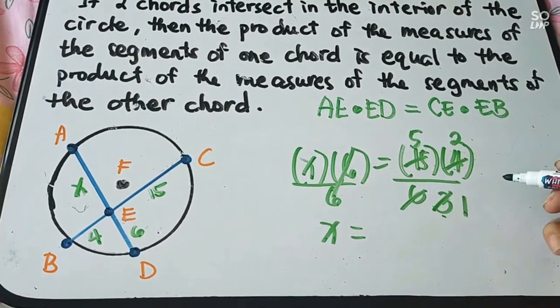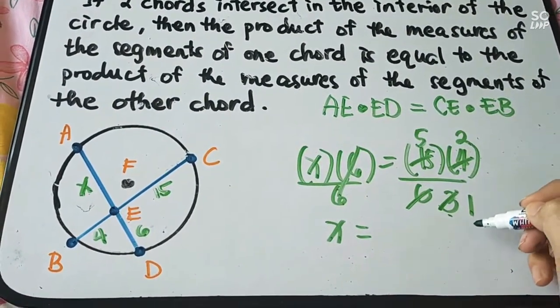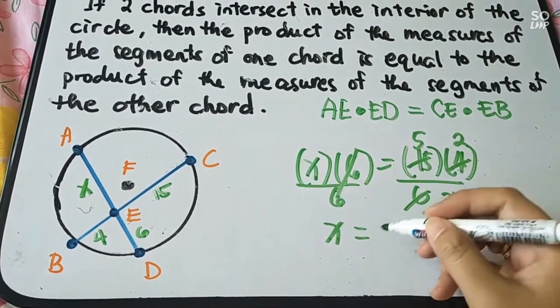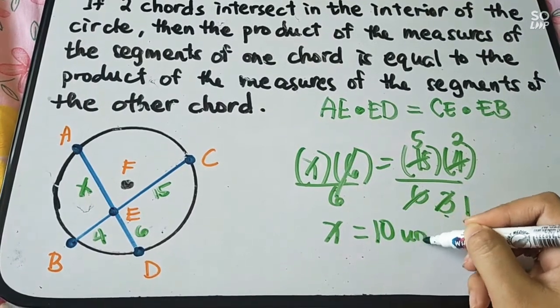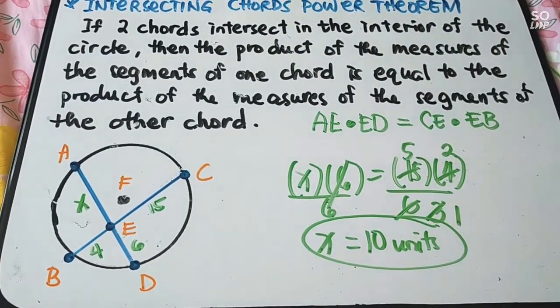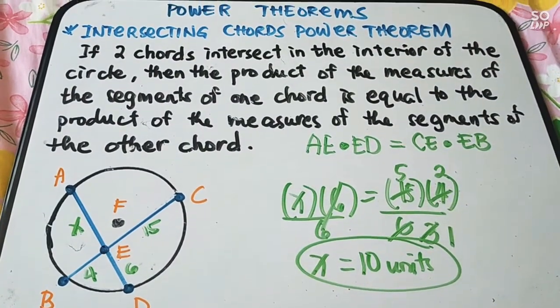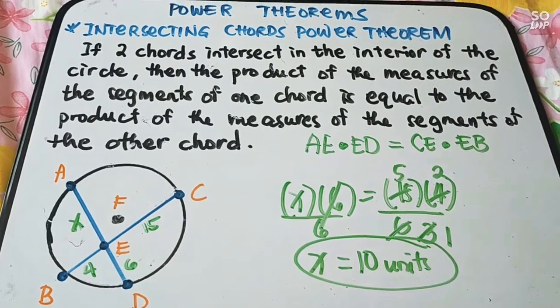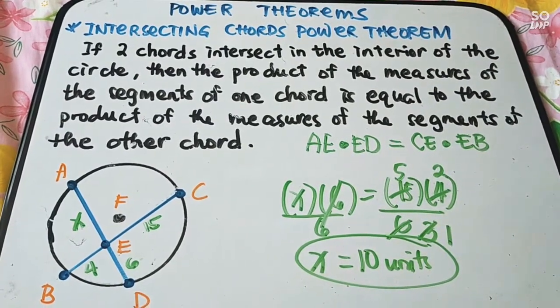What is left is 5 times 2 divided by 1. 5 times 2, we have 10 divided by 1. The answer is 10. We have here 10 units. Okay? So, that is the power theorem, intersecting chords. Let's move on with another power theorem.